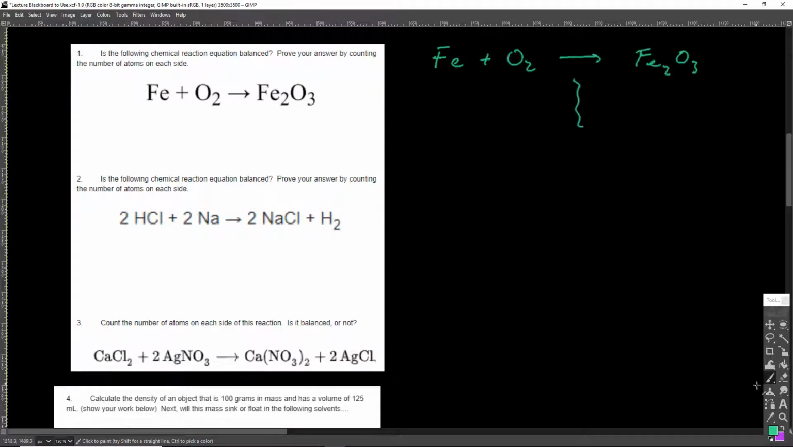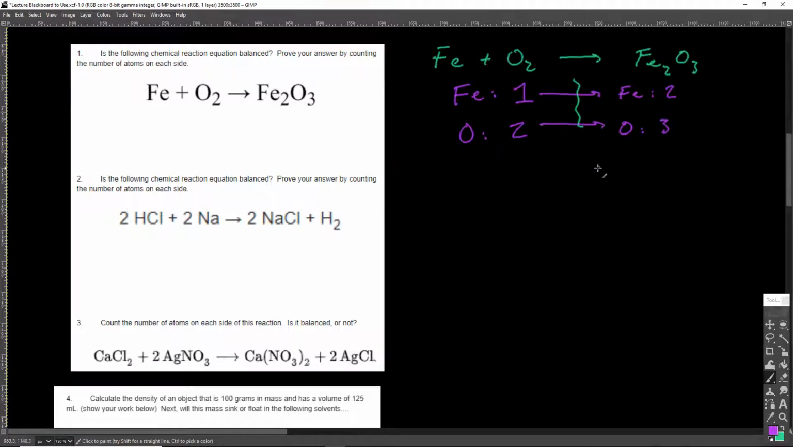So remember, I taught you how to do this. All I want you to do is count the atoms. There's how many iron atoms on the left-hand side? There's one. How many oxygens are on the left-hand side? There are two. How many irons are on the right-hand side? Two. How many oxygens? Three. Okay? So is this balanced?